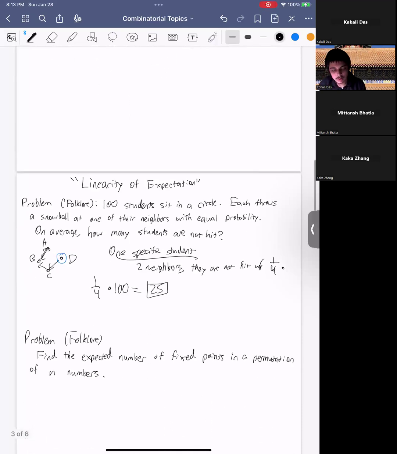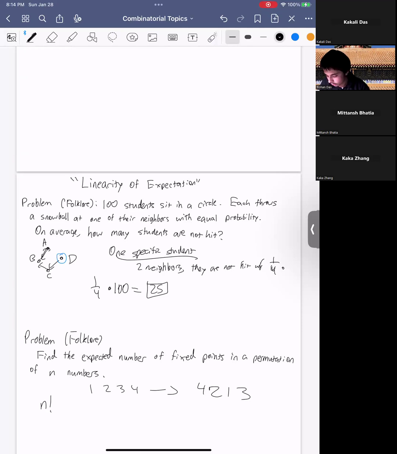Another standard example of this deals with permutations again. I don't think I've used the term permutation yet. What it means is that you reorder the n numbers in some way. Let's say we have 1, 2, 3, 4, and we randomly reorder them. One way we can do this is 4, 2, 1, 3, and this is a possible permutation. There are n factorial permutations, because that's the number of ways we can order these numbers.